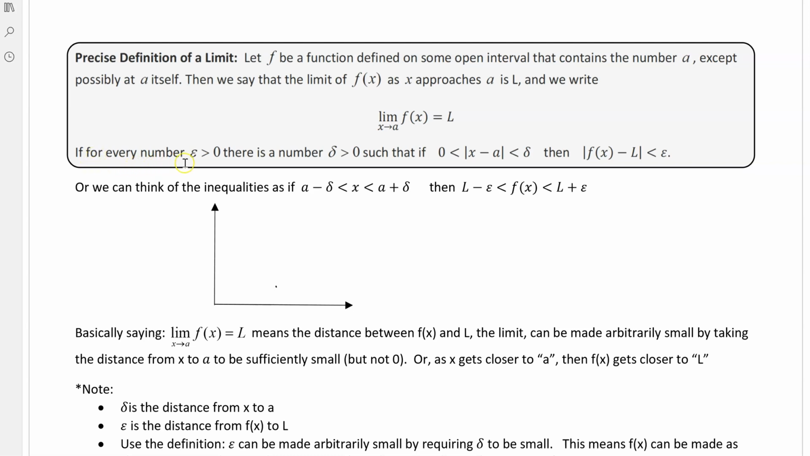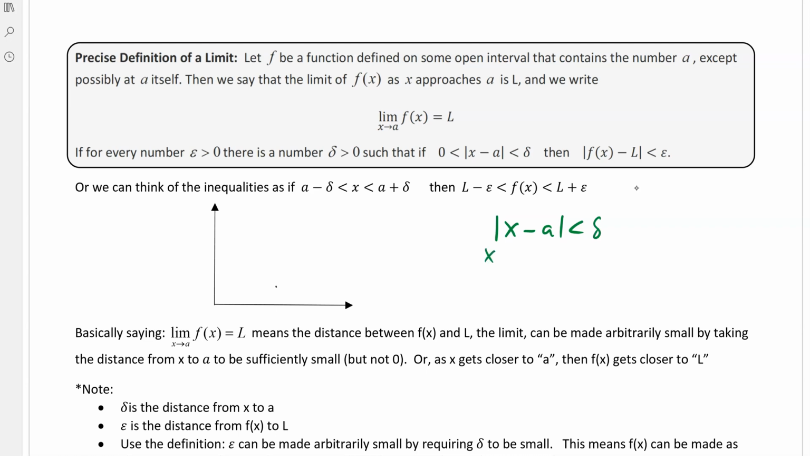So if for every number epsilon greater than 0, there is a number delta greater than 0, and so that's epsilon, that's delta, such that, remember this is our absolute value now, so when we read it, we're saying such that if our x has a distance from a that is less than delta. So let's figure that one out first, and so we know what it means.